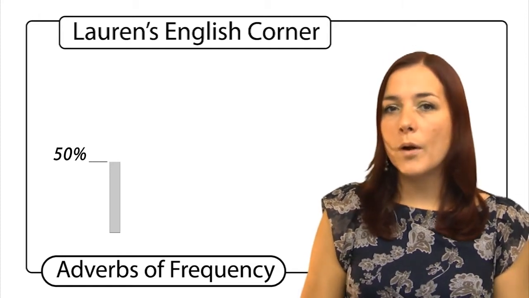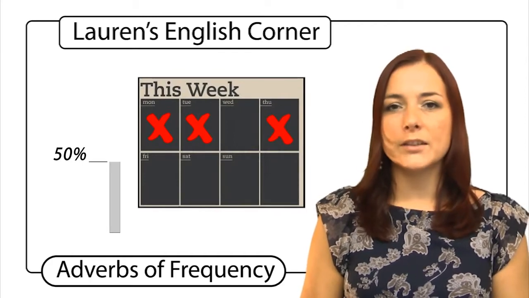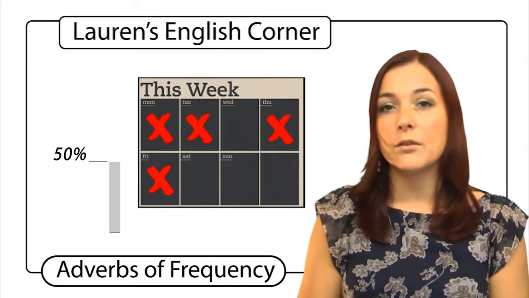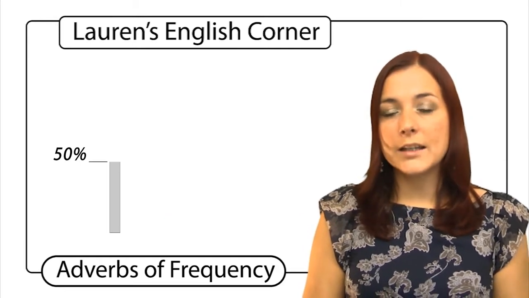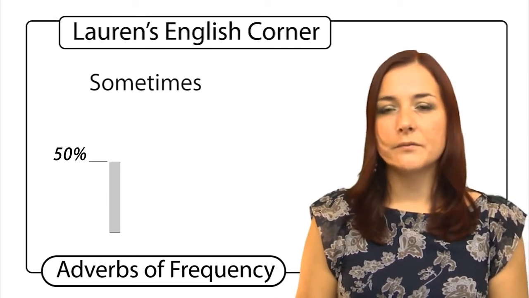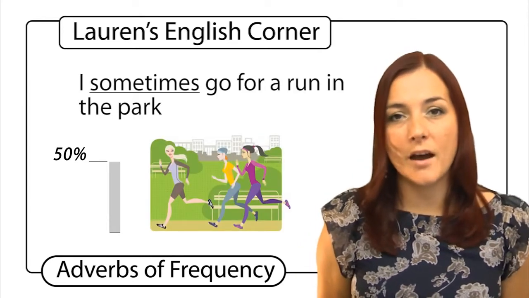What about things that we do 50% of the time? For example, in the week, you might do it 3 days out of the 7 days or 4 days out of the 7 days. This word is sometimes. I sometimes go for a run in the park.